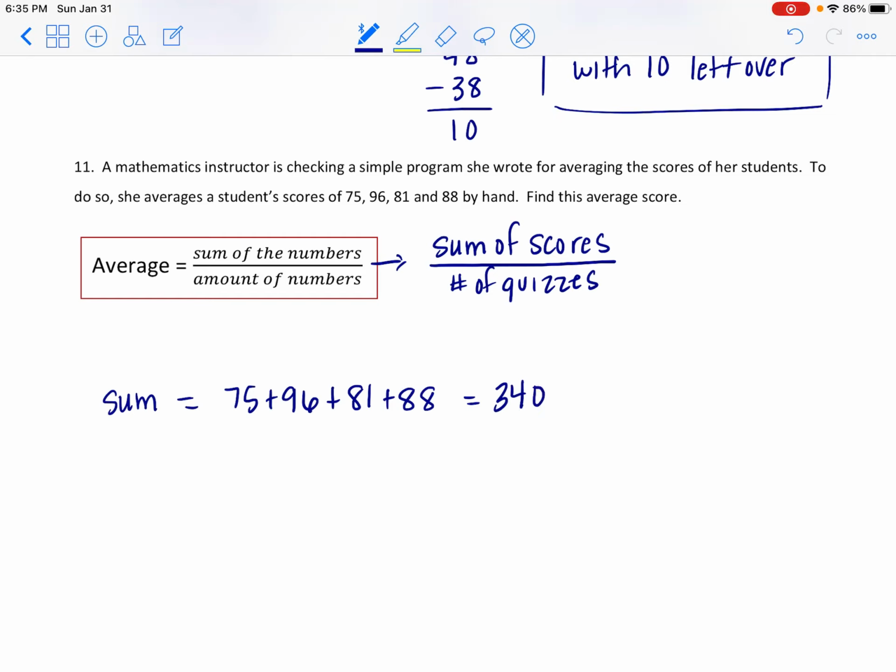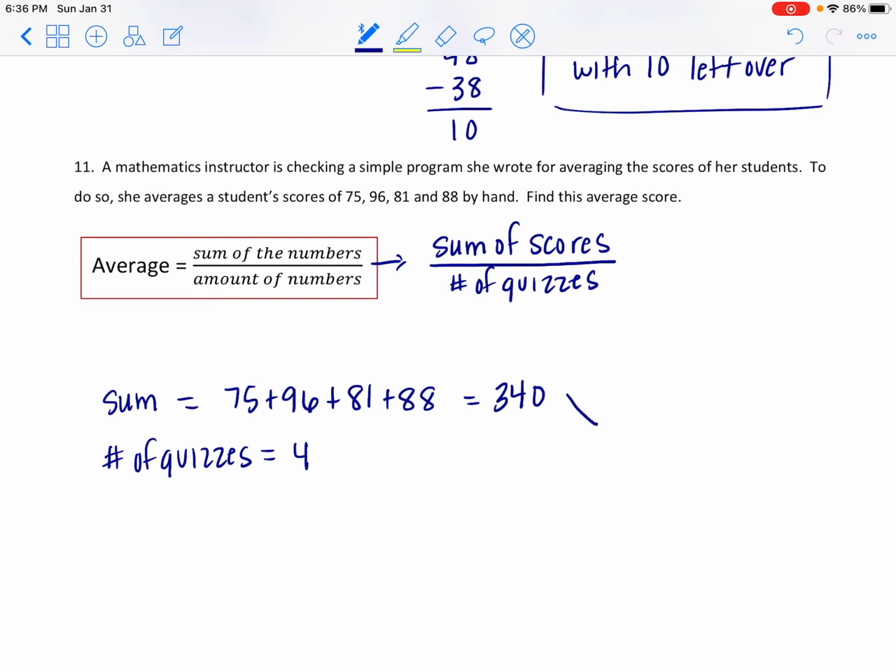Now, according to our average formula here, to find an average after we find the sum, we want to divide by the number of quiz scores. So the number of quizzes is, well, I don't know that they're quizzes. I'm just assuming they're quizzes. So there are 4 scores, right? So you find the sum, you add them all up, you get 340, and then you want to divide by how many there were. So there are 1, 2, 3, 4 items, 4 scores in this case. So the number that we're dividing by is 4.